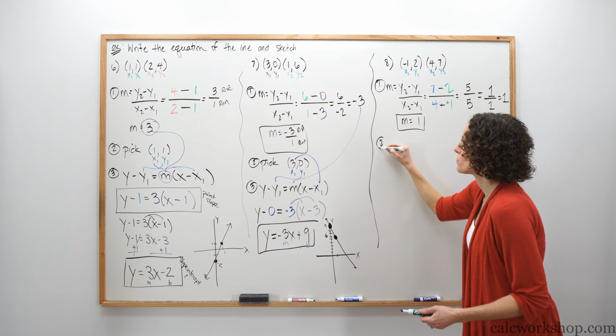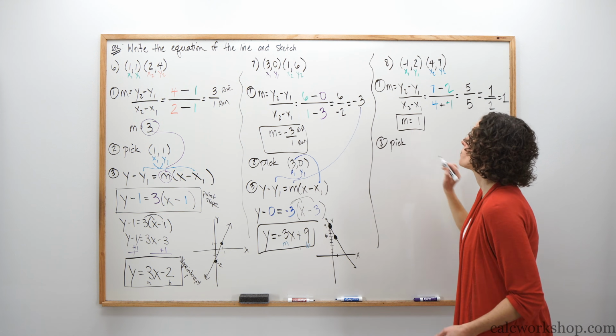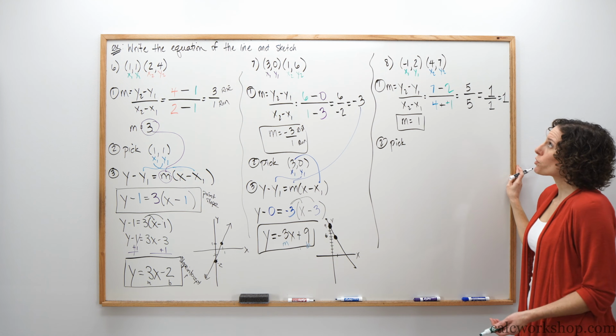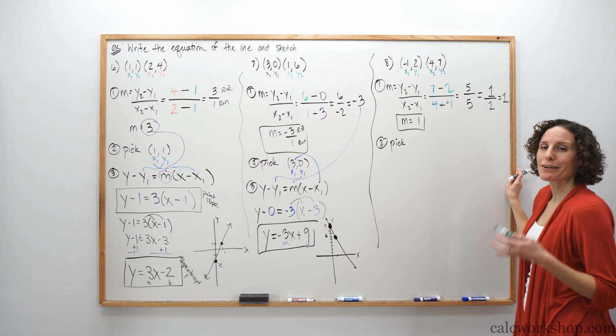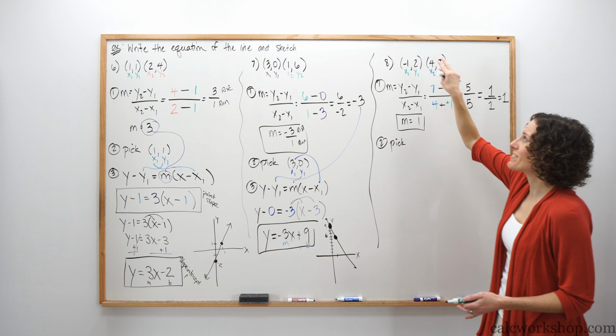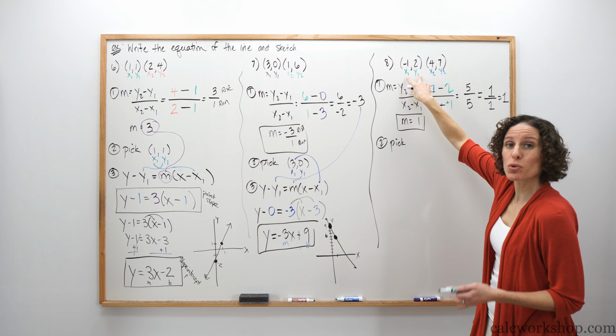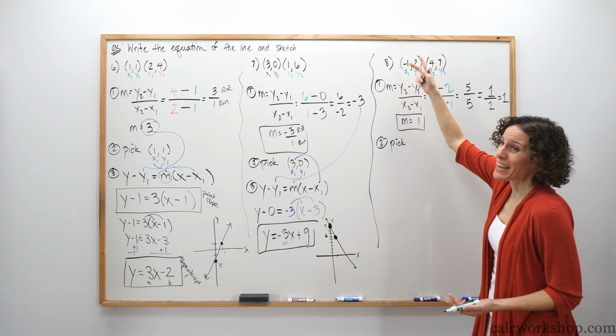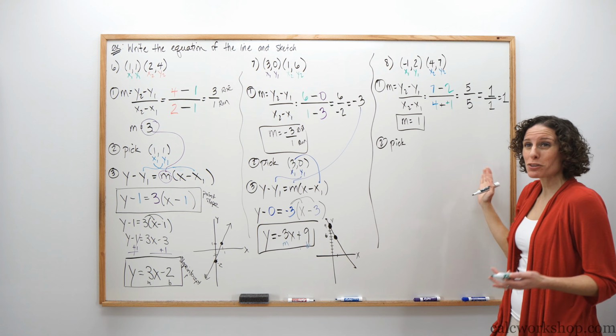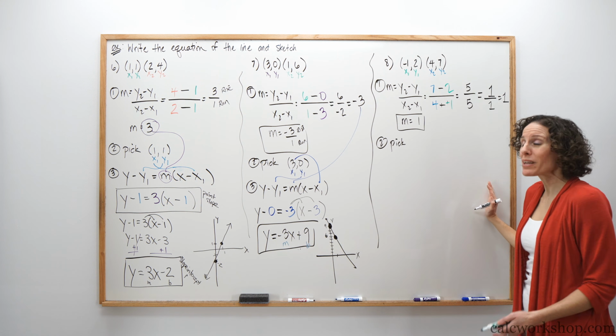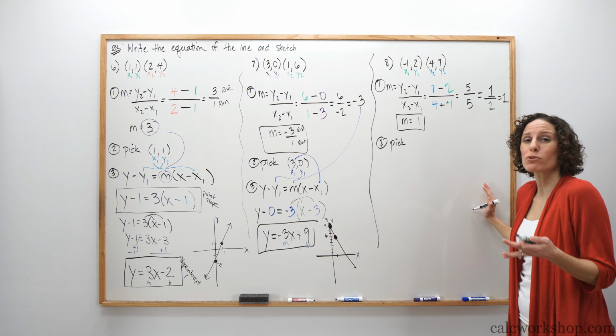So now step 2, we need to pick a point. Negative 1, 2 or the point 4, 7. It doesn't matter which one you choose. Now these numbers are smaller. Negative 1 and 2 are smaller numbers, but there's a negative there. These are bigger numbers, but they're positive. So it really comes down to what you feel most comfortable using.